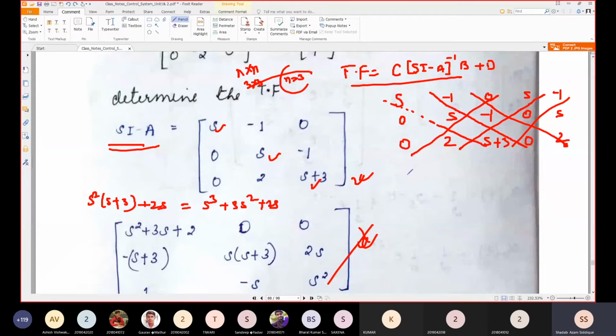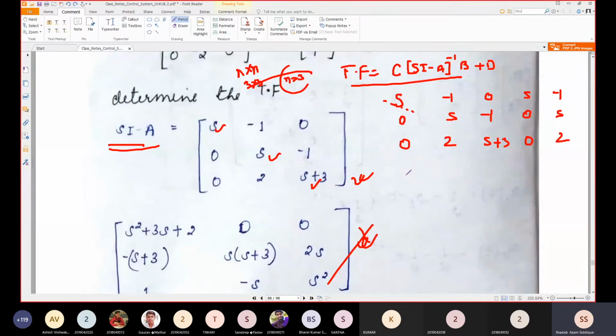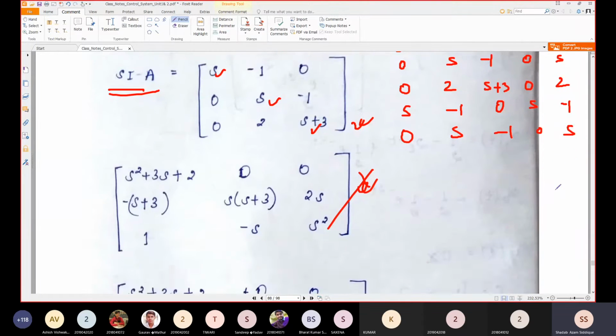Let me check whether our determinant is correct. Let me go through the adjoint matrix. I'll repeat the two rows again: 0, s, minus 1, and I'll check whether our shortcut method is correct or not. Then minus 1, 0 and s. So now try to check.